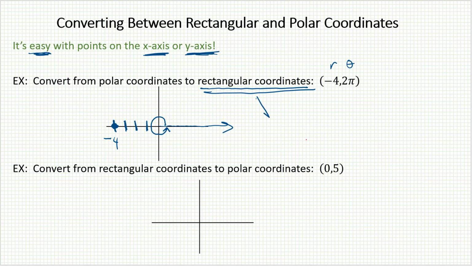I just want to write down the rectangular coordinate name for that point. Well, it's very easy. It's just x is -4 and y is 0, right? Left 4 and then don't go up or down. So visually, I have the answer.